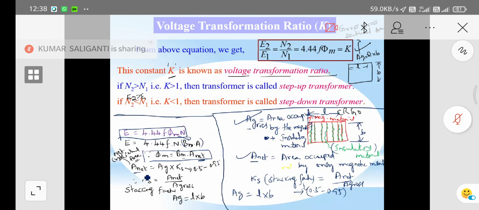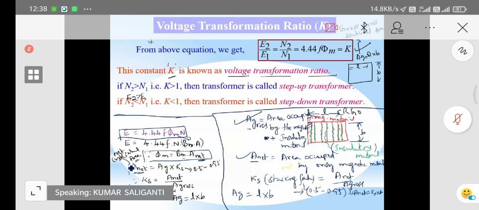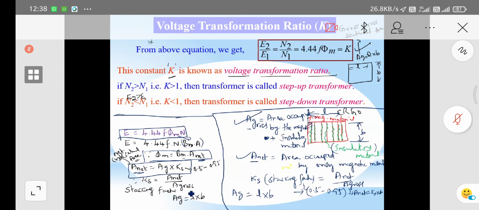Net cross section area, from this I can write that the net cross section area is equal to Ks into Ag. That is Ks into Ag here. Ks is equal to the net cross section area over the gross cross section area. The net cross section area is the area occupied by only magnetic material, excluding insulating material. There is no insulating material in that net cross section area.